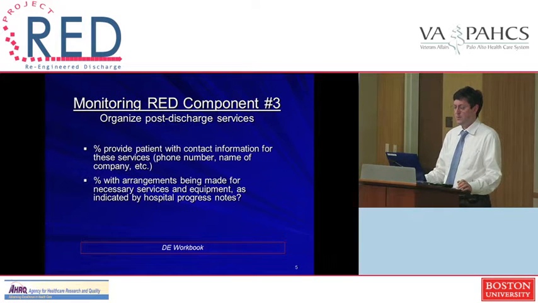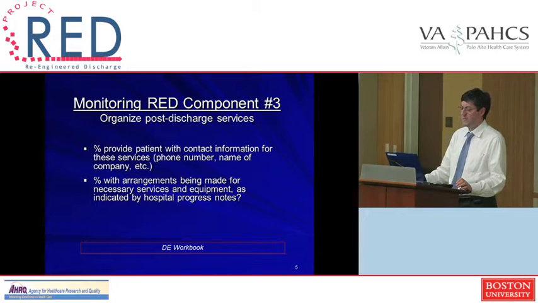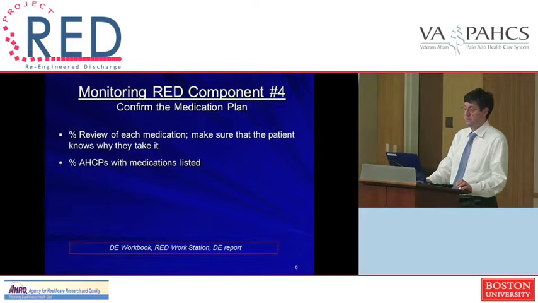And secondly, the percent with arrangements being made for necessary services and equipment, as indicated by the hospital progress notes. I think that might be a little bit difficult if you're looking at progress notes to identify what services ought to be delivered or not, but it is certainly possible to measure.